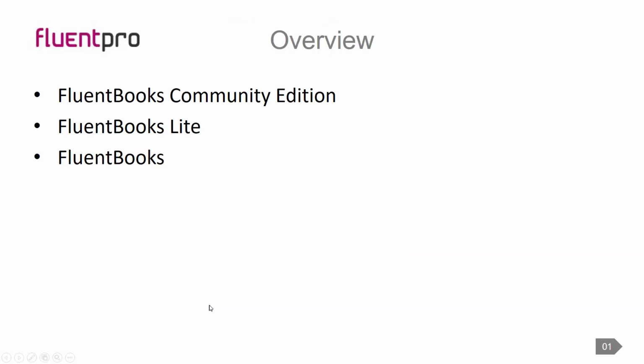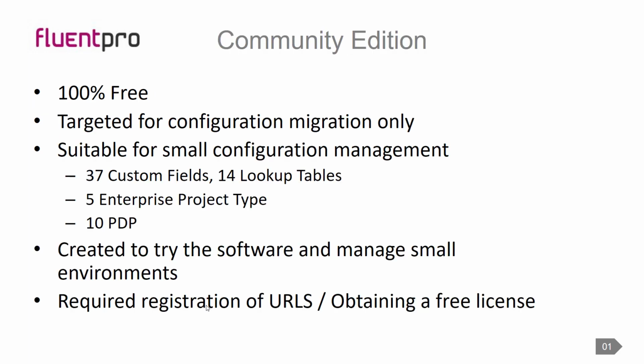As of January of 2017, we changed and introduced new editions of FluentBooks. Right now we have three major editions. There is a FluentBooks Community Edition, which is 100% free. There is a new edition called FluentBooks Lite, designed for small consultants, and there is a standard edition of FluentBooks in the same scope as before.